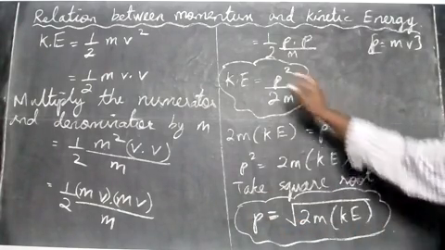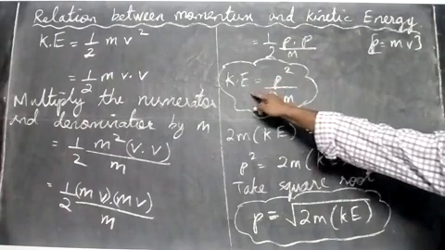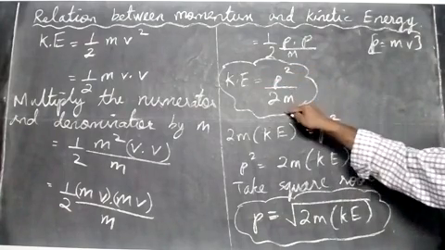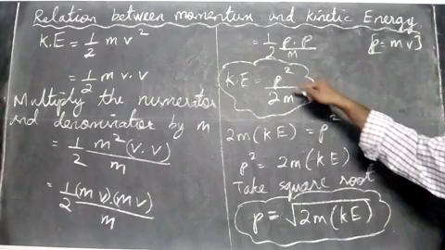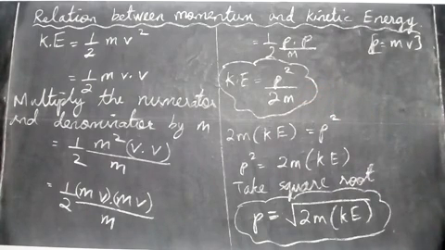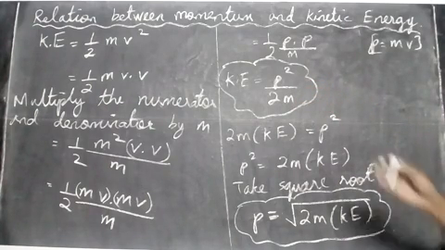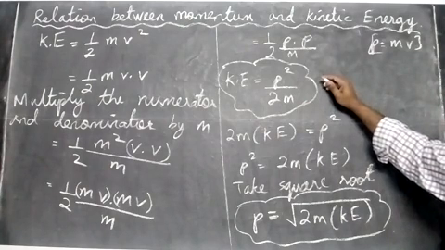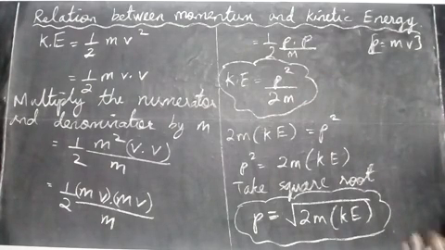But generally what we do is we write this formula: kinetic energy is equal to p square by 2m. Here p is the momentum, m means the mass. So this is a very simple relation. This may be useful in competitive exams. So this is the relation between kinetic energy and momentum.